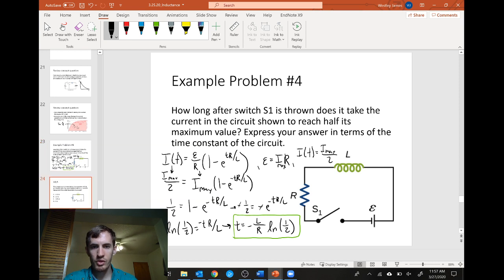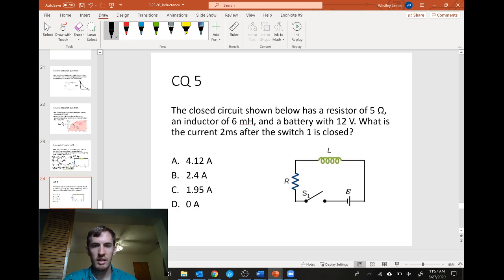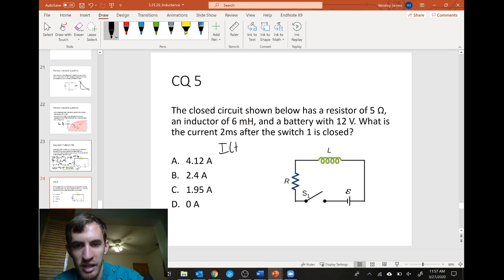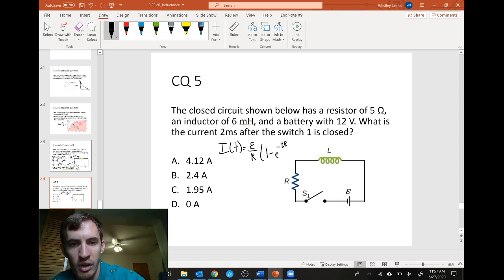Okay, so the next thing is I'm just asking you to literally solve for the current. So using the same equation, the current with respect to time equals I max. Well, I'm actually going to put the epsilon over R here because you're going to need that. Epsilon over R times (1 minus e to the negative t R over L).